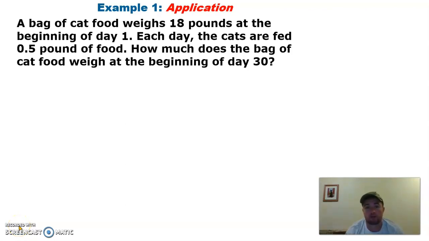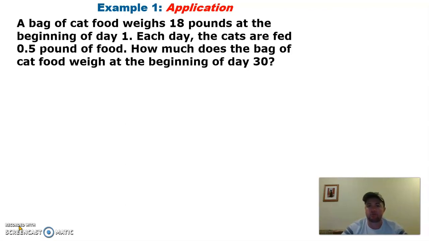Now we're going to look at arithmetic sequence word problems, because the reality is that we don't use math in isolation, we use it in the real world. And you probably already use this, and you just really haven't thought about it before. So we're going to start with this example.